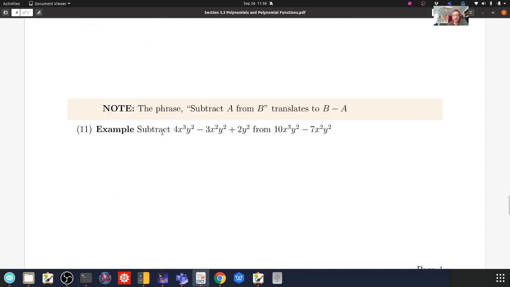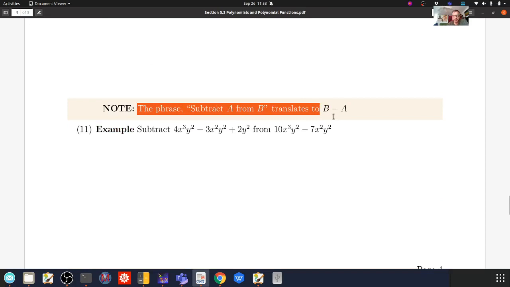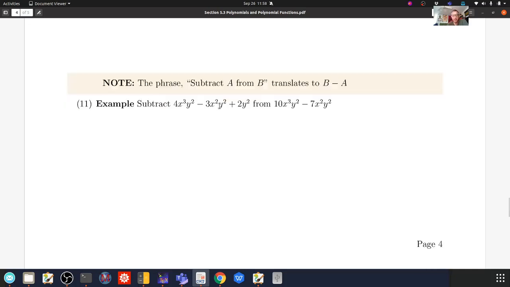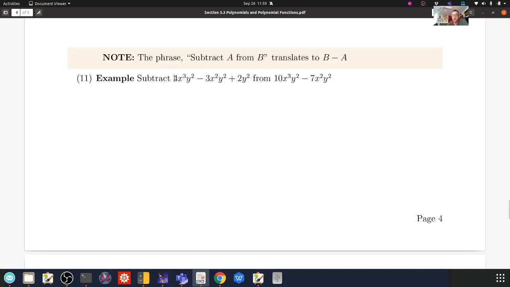To subtract here is really important, because you're going to see this in applied problems. They'll be coming up sometime. I don't think in today's lecture. To subtract A from B, you're taking away from it, means what are you taking A away from? B. So it translates to B minus A.